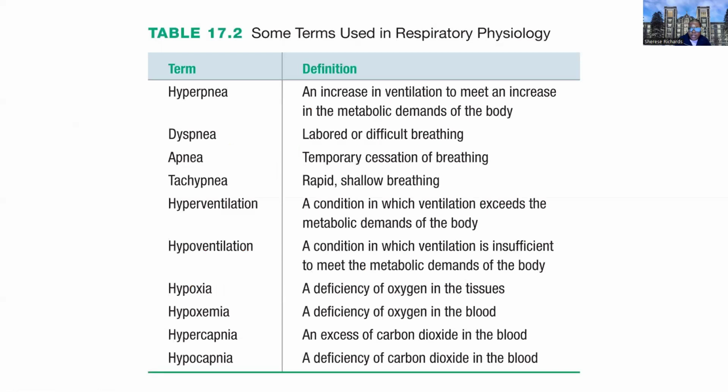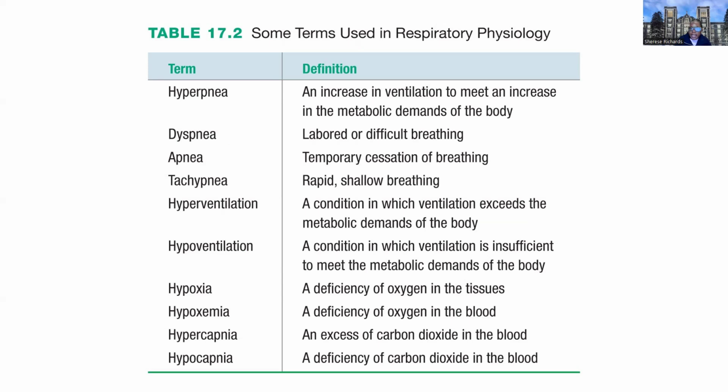So here are some of these terms, not something that you need to memorize necessarily. The three that we talked about are important to be able to identify on an exam. So hyperpnea, increased ventilation due to increased demand, hyperventilation, hypoventilation. This is where there's not a match between metabolic demand and ventilation. And then the others are just interesting to know as they compare to those three.